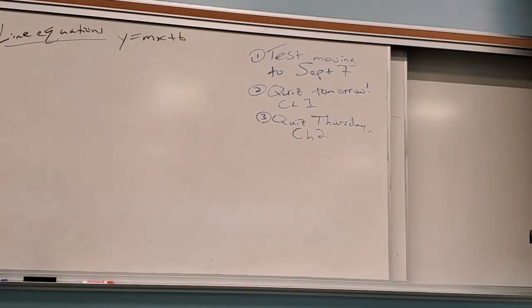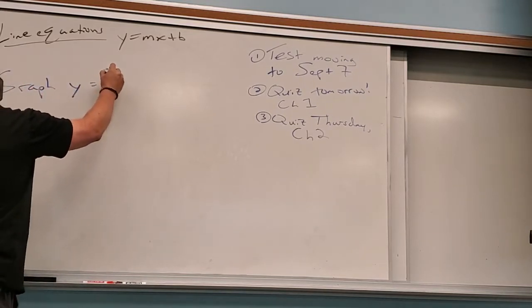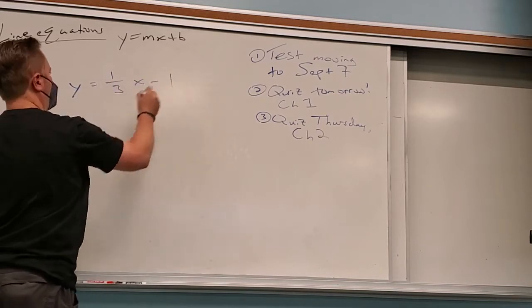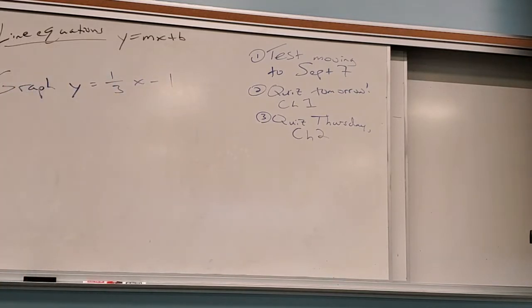Not really. I just, so the denominator is how much you go over. That one also confuses me. Okay, let's do this. Graph y equals 1/3 x minus 1, right? Let's graph this.